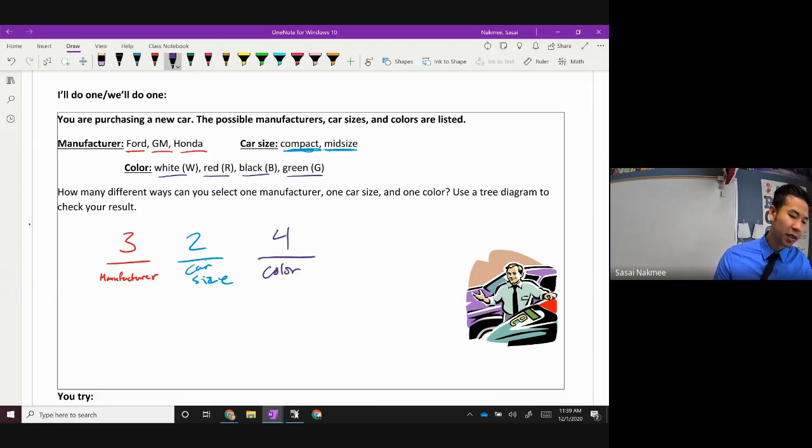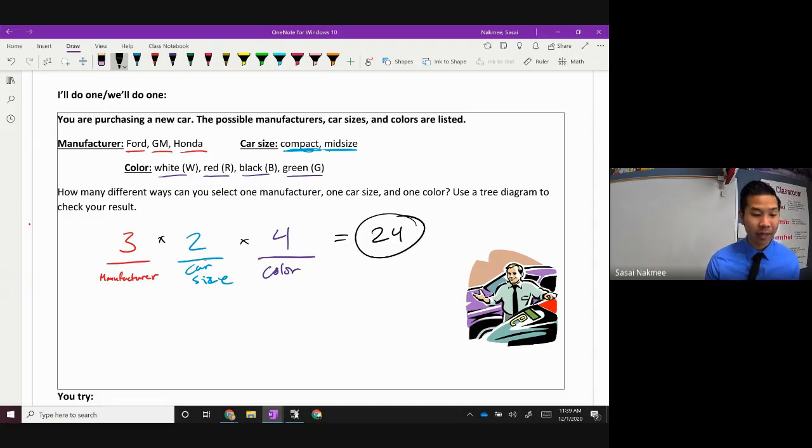So using the fundamental counting principle, how many possible combinations of cars can you be purchasing if they follow under these 3 categories? All you got to do is multiply them together. 3 times 2 times 4, and Calvin's already typed it out there. That's going to equal 24 possible combinations.